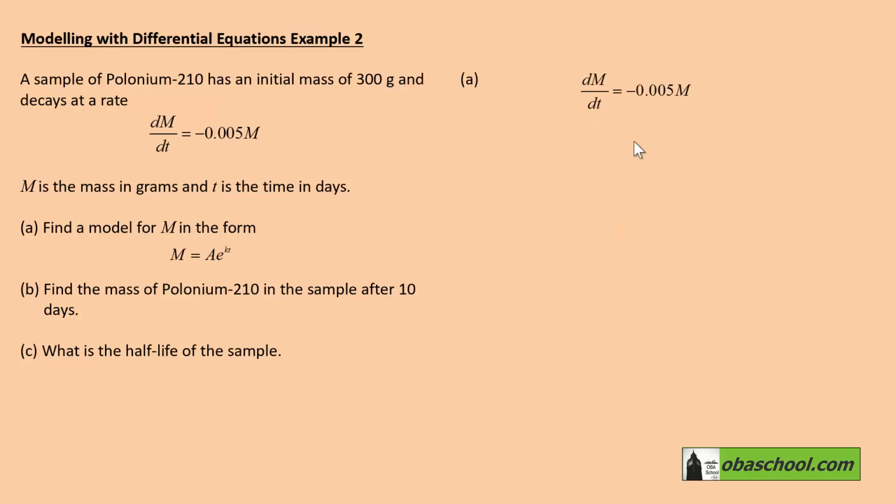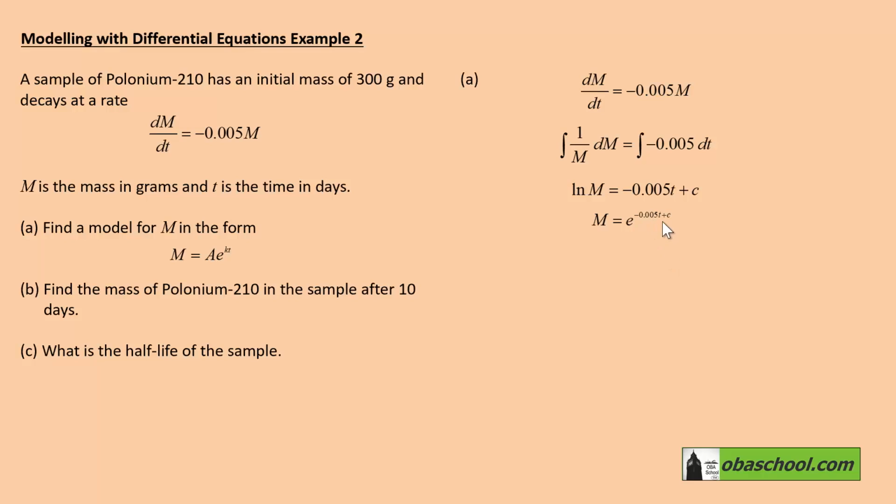So we want to solve this differential equation. It's a separable differential equation, so we're going to separate and integrate. That gives us natural log m is -0.005t plus a constant. Take the exponential function of both sides, and remember that on this side the exponential and the natural log are inverse functions. So if we take the exponential function of log m, we just end up with m.